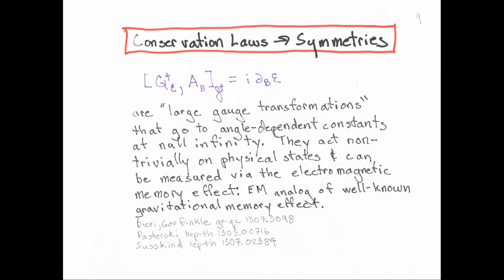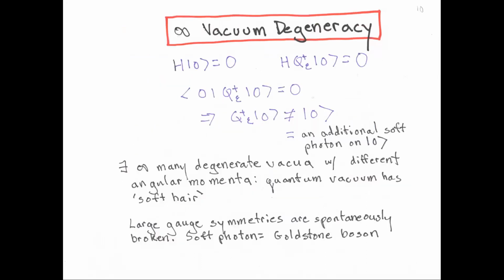And so it's also true in QED that the vacuum is not unique. We can add a soft photon, which carries one unit of angular momentum. The vacua classically are characterized by flat gauge connections on the celestial sphere at infinity. And there's also an electromagnetic analog of the gravitational memory effect. What I'm saying is that I can do a large gauge transformation on the vacuum, and I get a different state that has another soft photon. So we have many degenerate vacua with different angular momentum, and we could characterize this by saying that the quantum vacuum has what's called soft hair. It has distinguishing characteristics from the soft physics in the infrared.